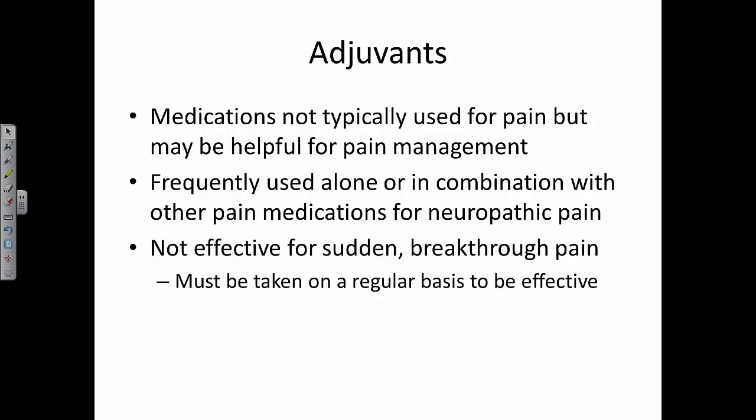So then the last class are our adjuvant analgesics. And these are medications that are not typically or classically used for pain, but have been shown to be beneficial in pain management. These agents are frequently used alone or in combination with other medications, especially for treatment of neuropathic pain, and that's really a tough type of pain to treat. Unfortunately, these agents are not effective for sudden breakthrough pain that patients might experience throughout the day, and they need to be taken on a regular basis to be effective.